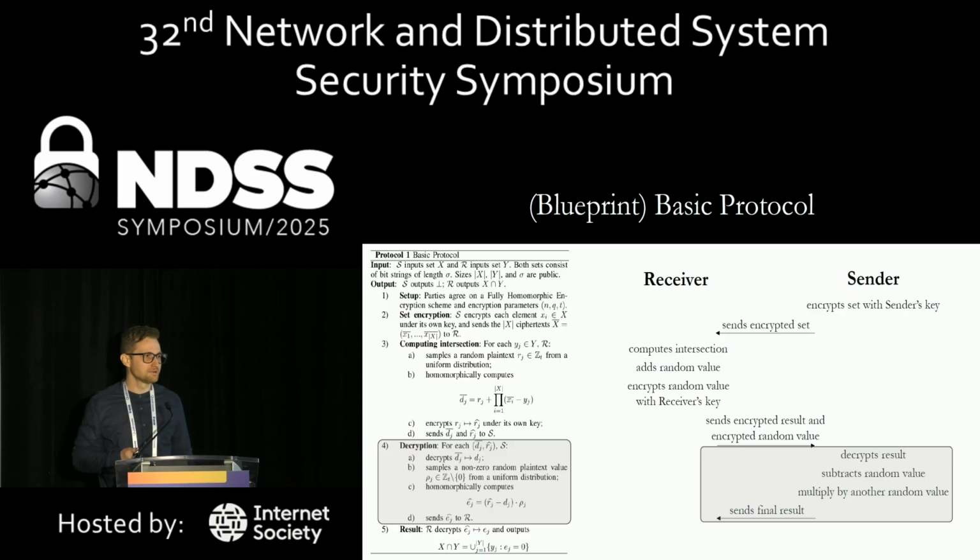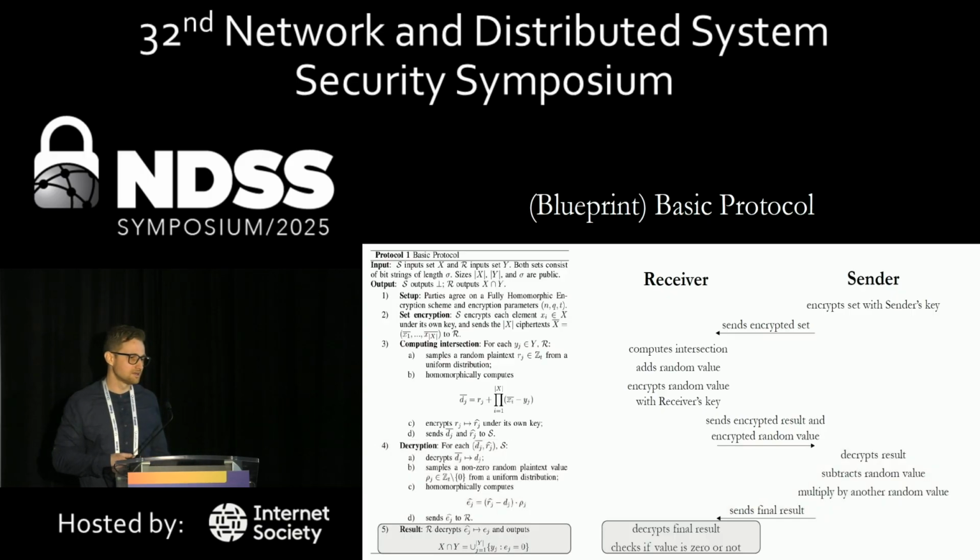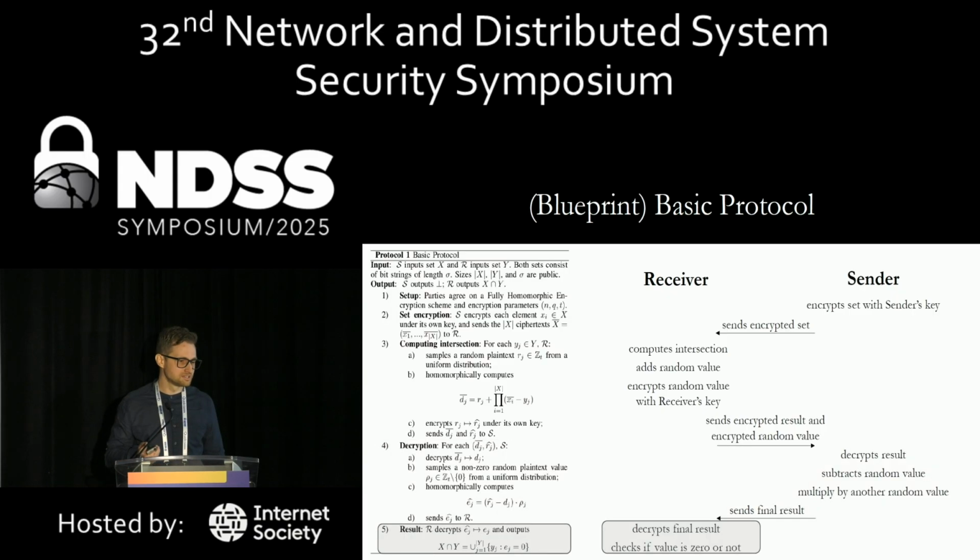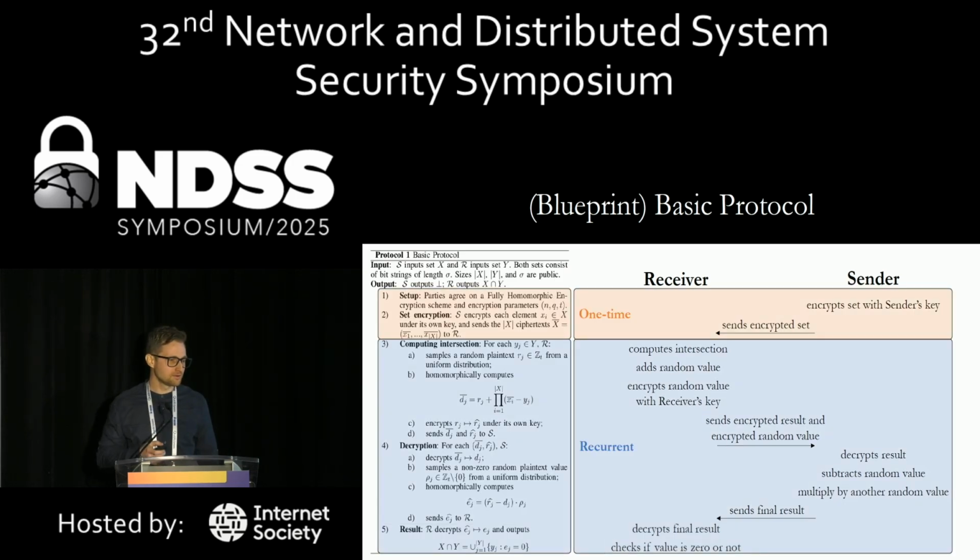It will multiply by another random number, also for security, and we send this final result to the receiver, who decrypts it. If there is a 0, it means it's part of the intersection. If there's no 0, then it's not. Now, in this protocol, we have steps 1 and 2, which are one time, so you need to do them only once, and steps 3 to 5, you need to do every time you get a new email.